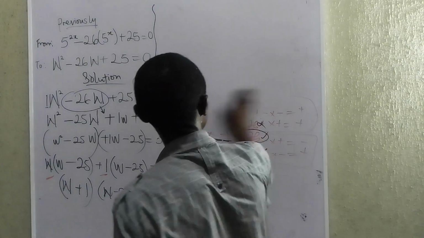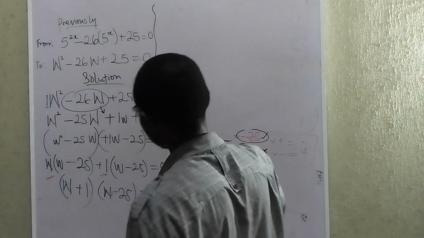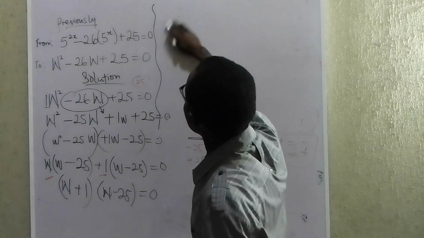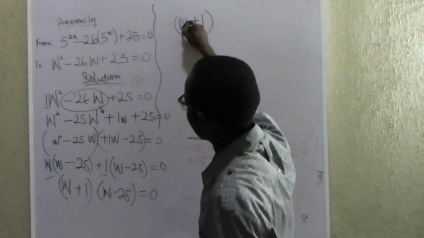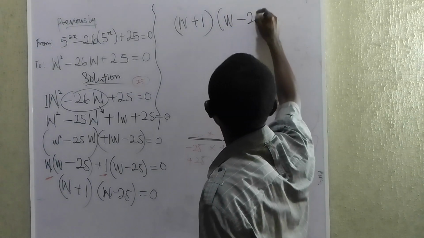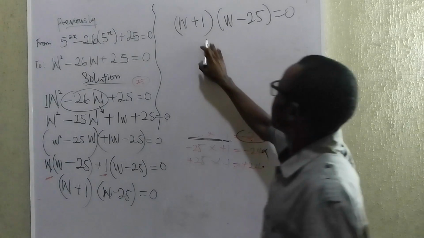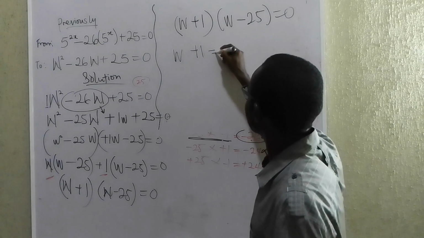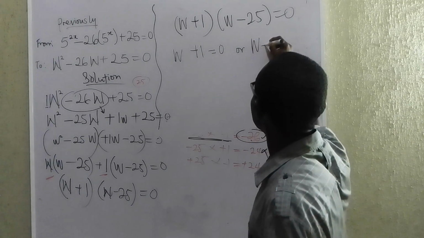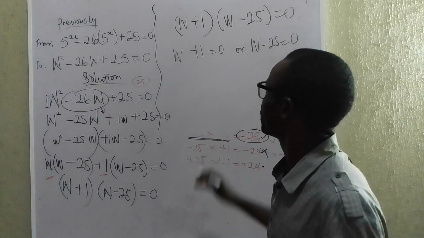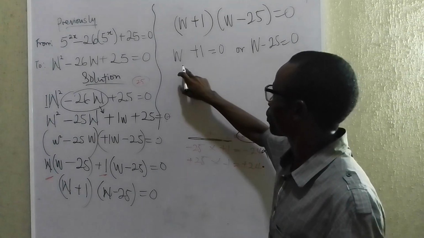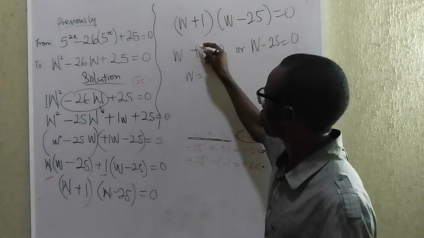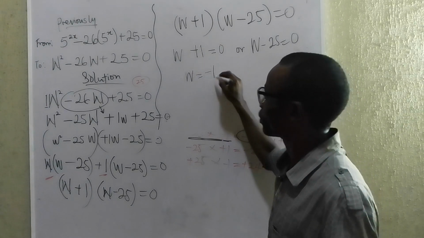Now, come over to this place. Now if I have here W plus 1 and W minus 25 equals 0, I can split it. I make this W plus 1 equals to 0, or W minus 25 is equal to 0. So I separate them. So I can solve for this. What is W in this case? W, if I bring this over to this place, W is equals to plus 1. Cross this equal sign, it becomes a minus 1.